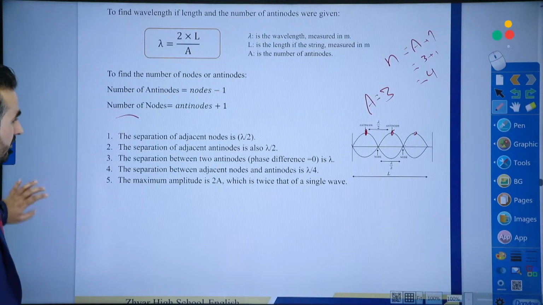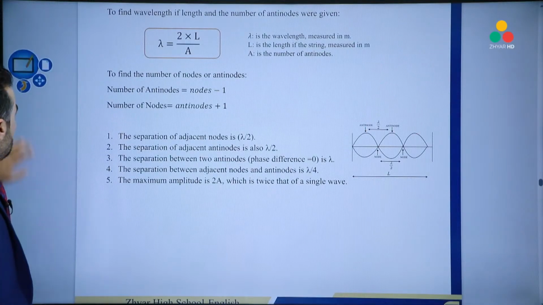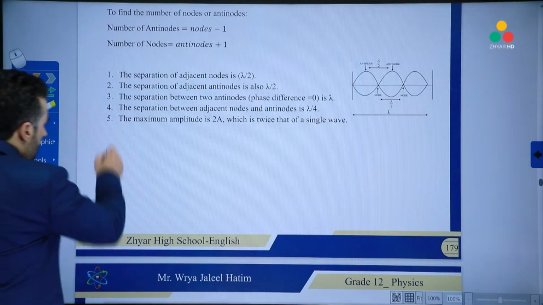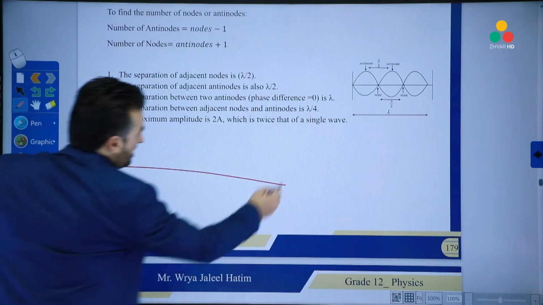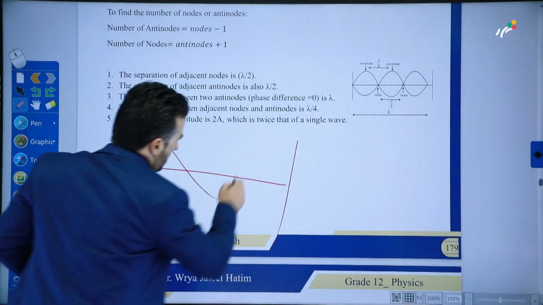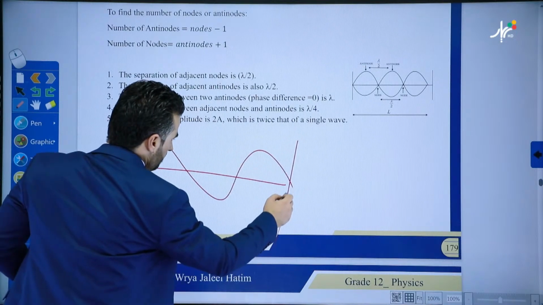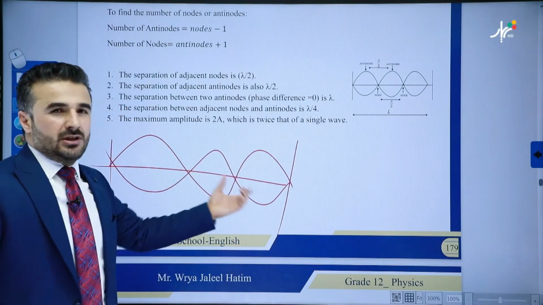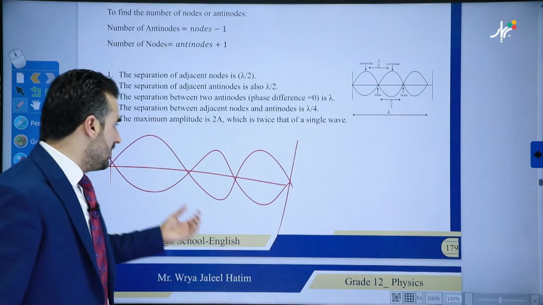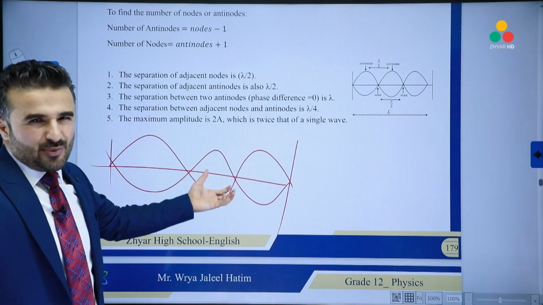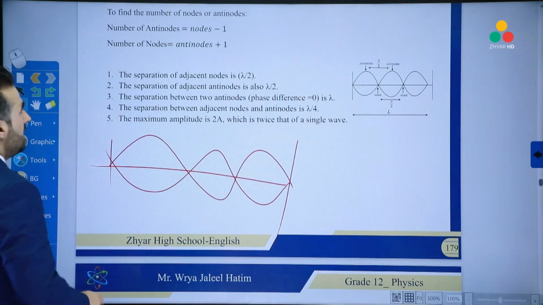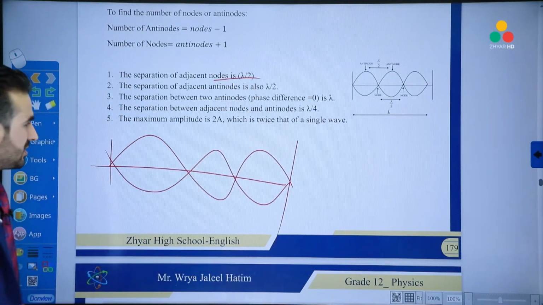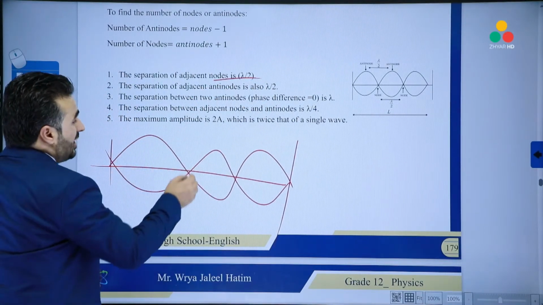Okay, now, a few pieces of information about nodes and antinodes. Now, remember this. Once again, let's draw a standing wave here. Of course the amplitude and wavelength all have to be the same. Here you can see that it's not precisely the same, but you know what it is. So the separation of adjacent nodes is half a wavelength. So this is the separation between adjacent nodes.